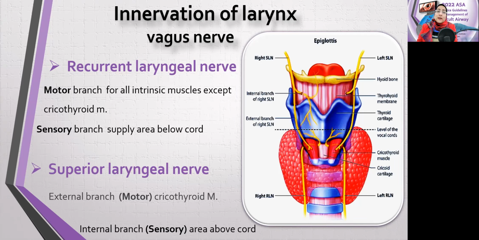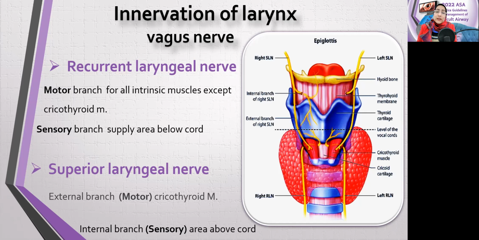Let's start with the recurrent laryngeal nerve. It's very important for us also. It gives a motor branch to all intrinsic muscles of the larynx except the cricothyroid muscle. It gives a sensory branch to the area below the vocal cord.